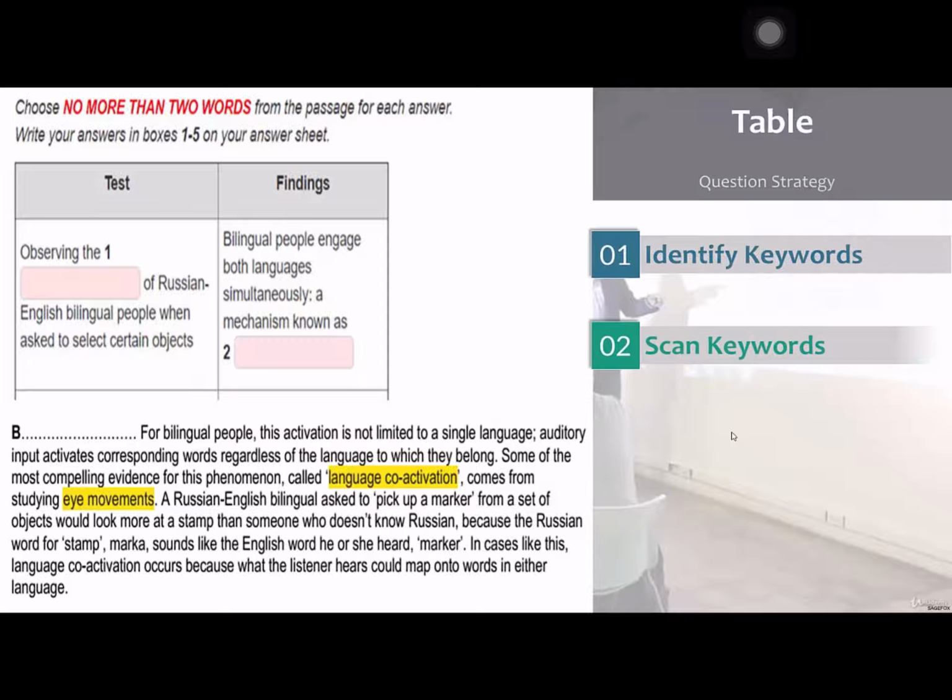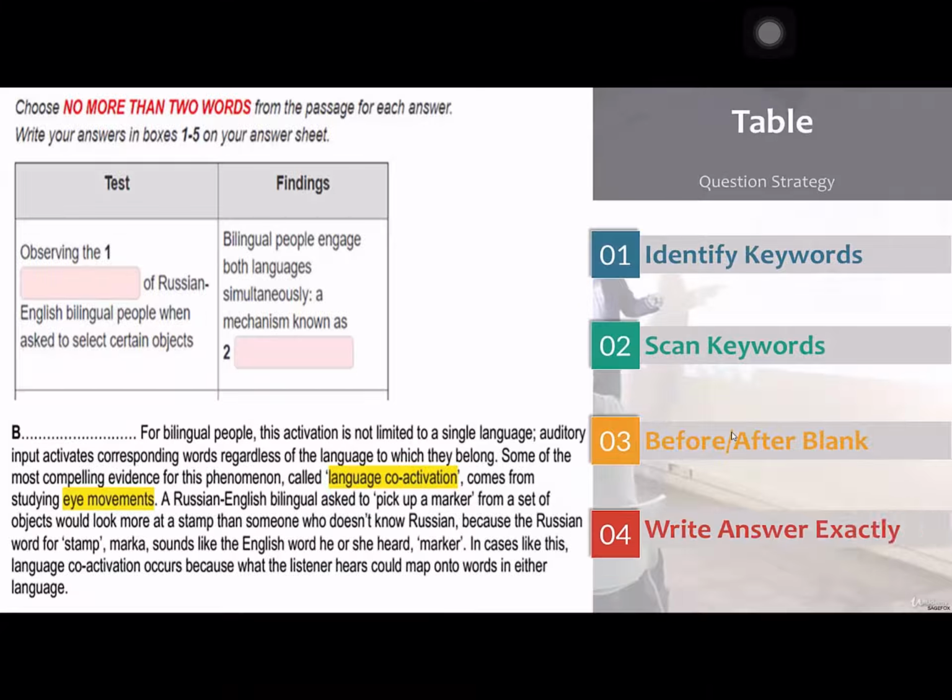So a table question typically looks like this, right? We have number 1 and 2 here. Actually, this one has, I think, a 3, a 4, and a 5, but it's too big. So we're just looking at numbers 1 and 2 here. But this is what it looks like on a table. So for number 1, it says, observing the blank of Russian English bilingual people when asked to select certain objects.